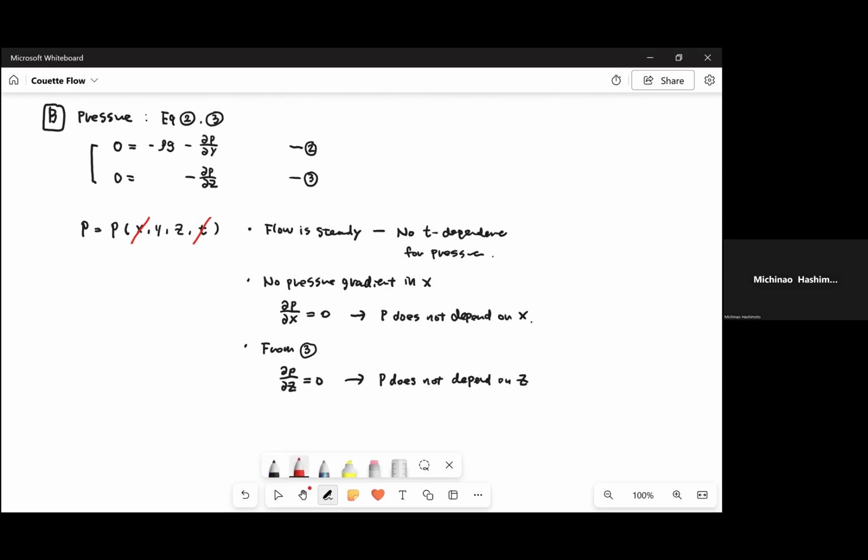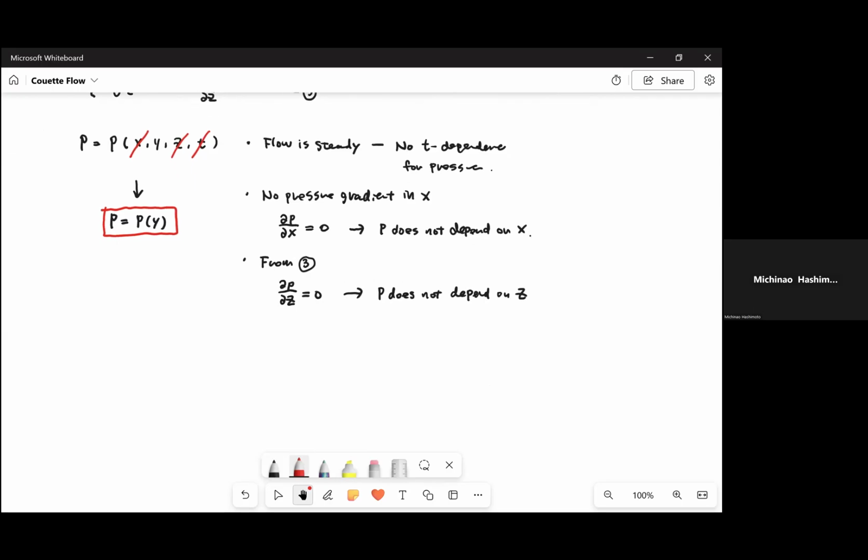So this is great. Originally, when we started, we may have thought p may depend on different variables. But with the argument that the flow is steady and there's no pressure gradient in x, and the result of the Navier-Stokes equation, p only depends on one variable, which is p of y. This is really good.